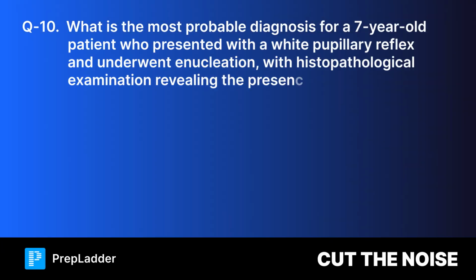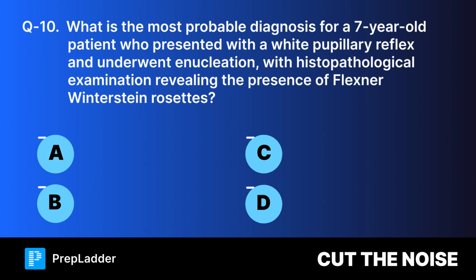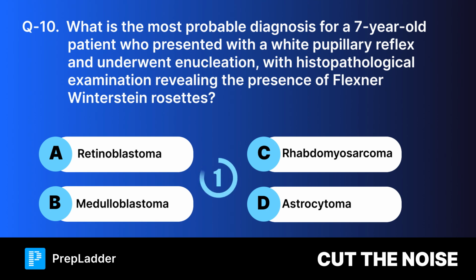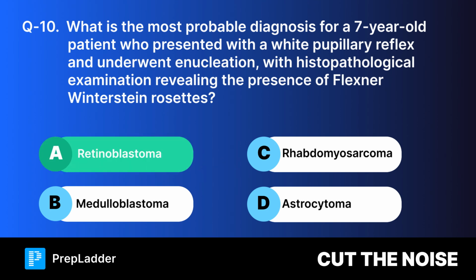Question number 10. What is the most probable diagnosis for a 7-year-old patient who presented with a white pupillary reflex and underwent enucleation, with histopathological examination revealing the presence of Flexner-Wintersteiner rosettes? Your options are, and the correct answer is retinoblastoma.